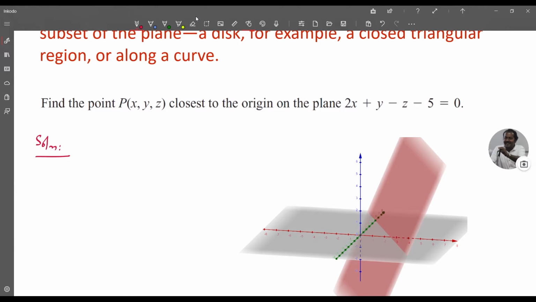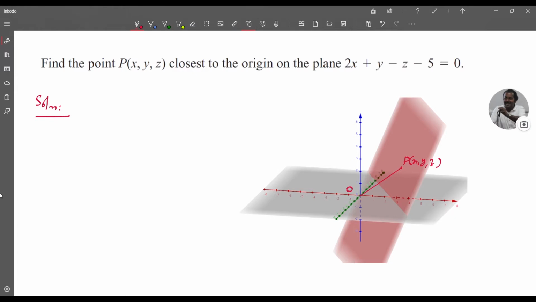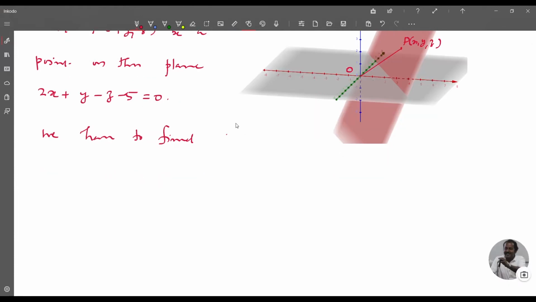Solution. You consider all points P(x, y, z) on the plane, and you suppose that this is the origin O. You consider this distance OP. Our problem is to minimize OP. Here the constraint is that the point lies on the plane 2x plus y minus z minus 5 equal to 0. So let P(x, y, z) be a point on the plane 2x plus y minus z minus 5 equal to 0. We have to find the point P on the plane such that OP is minimum.